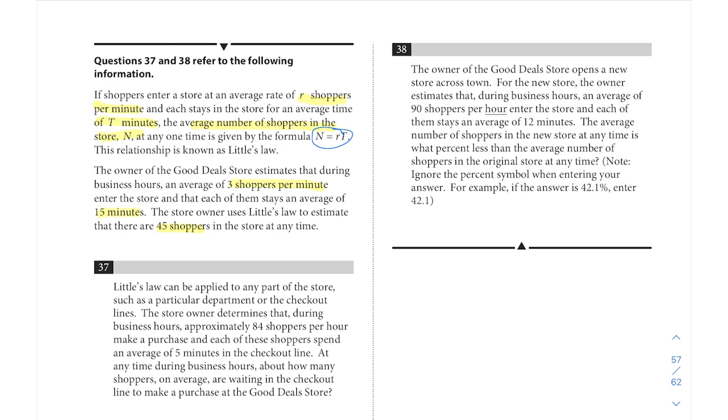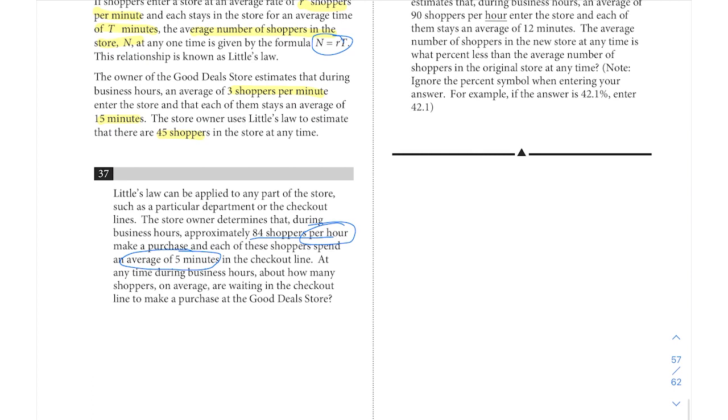It says Little's Law can be applied to any part of the store, such as a particular department or the checkout lines. The store owner determines that during business hours, approximately 84 shoppers per hour make a purchase, and each of these shoppers spends an average of 5 minutes in the checkout line. At any time during business hours, how many shoppers on average are waiting in the checkout line?